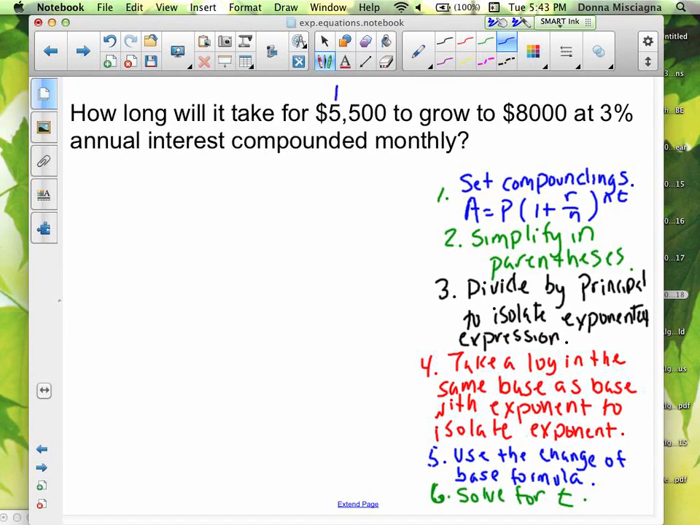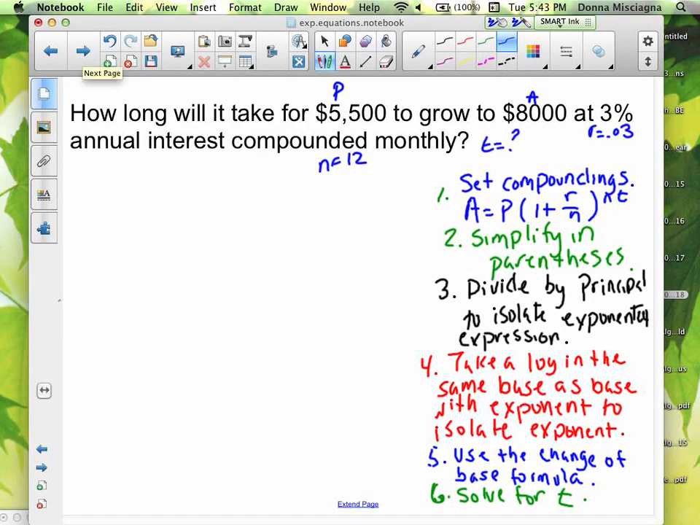So this is our principal, that's what we're starting with. This is what we want to have, that's our ending amount. There's our R, but it's 0.03. And the compounded monthly means that N is 12, and we're solving for T. We don't know how long.